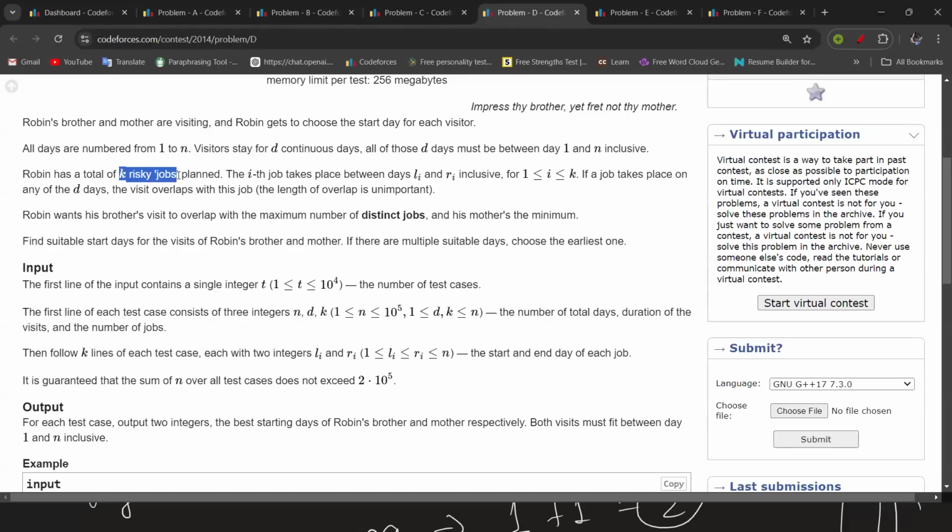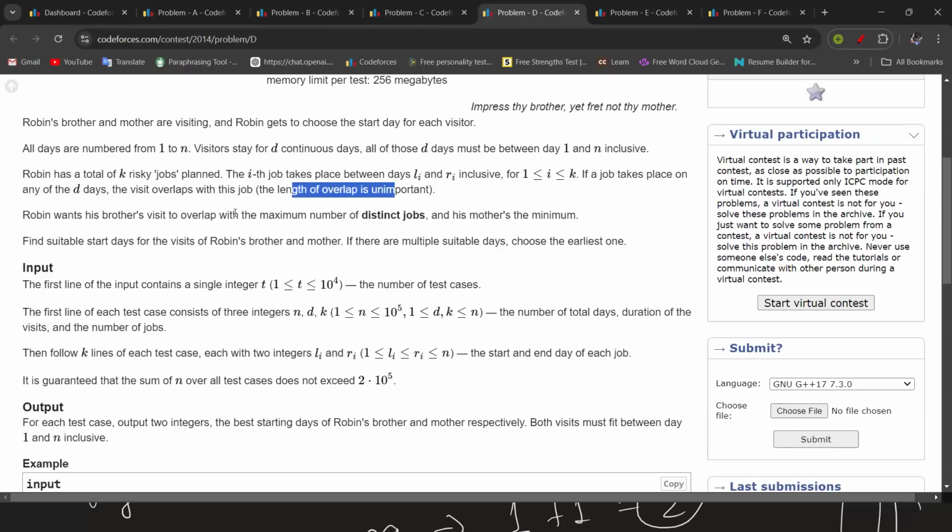Robin has a total of k risky jobs planned. The ith job takes place between day Li and Ri inclusive. So basically, we are given k ranges from Li to Ri, and those ranges represent the duration of every job. If a job takes place on any of the d days, the visit overlaps with this job. So that job may overlap with the visiting days of any one person, and then we would say that the job overlaps. It doesn't matter the length of the overlap.